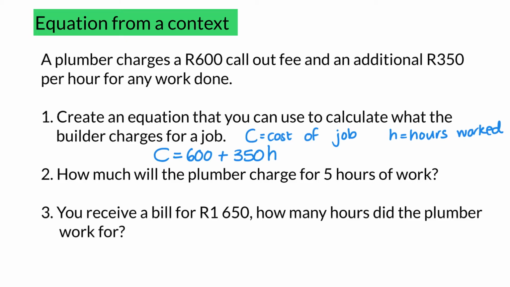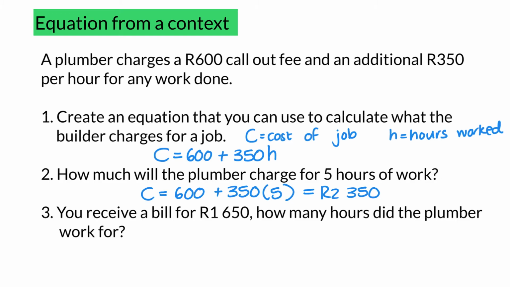The next question says, how much will the plumber charge for 5 hours of work? Now we know that the plumber charges 600 Rand for coming out as a call-out fee, and then 5 hours of work on top of that. So we're going to use my formula that I have, 600 plus 350, and this time my hours are 5 instead of 8. And so when I work that out, I get 2,350 Rand.